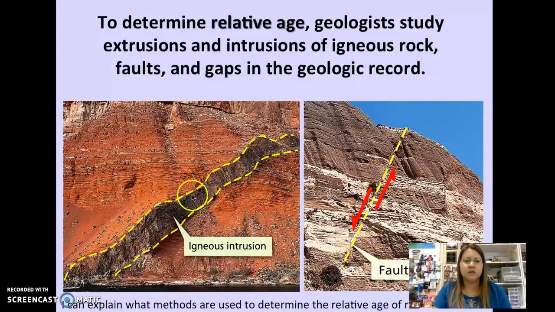So here's another picture of an intrusion. Is this intrusion older or younger than the sedimentary rock around it? That's exactly right. This intrusion is going to be younger than the rock around it. The sedimentary rock is going to be older because it was there first.